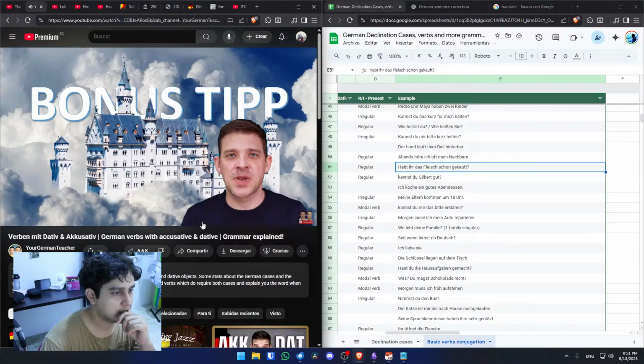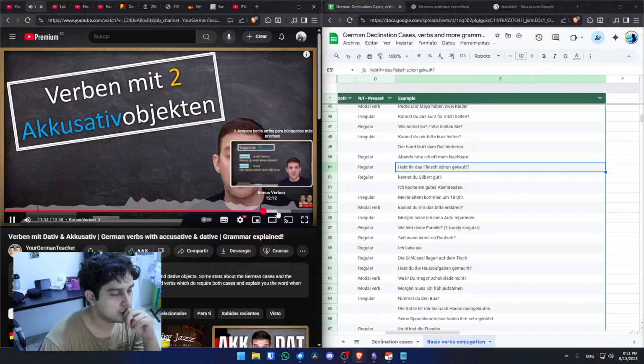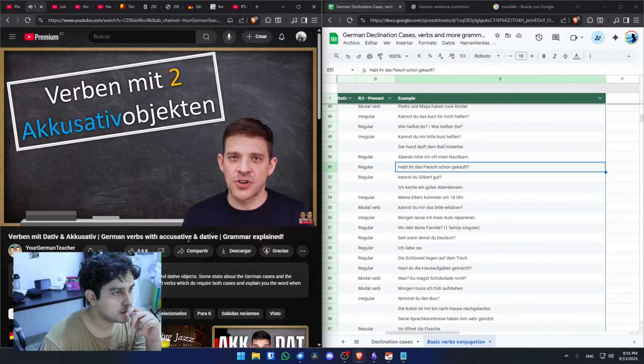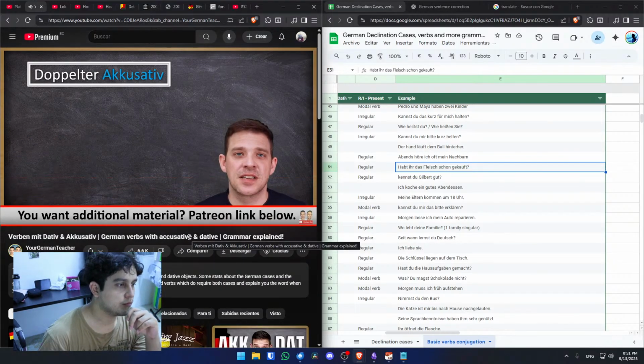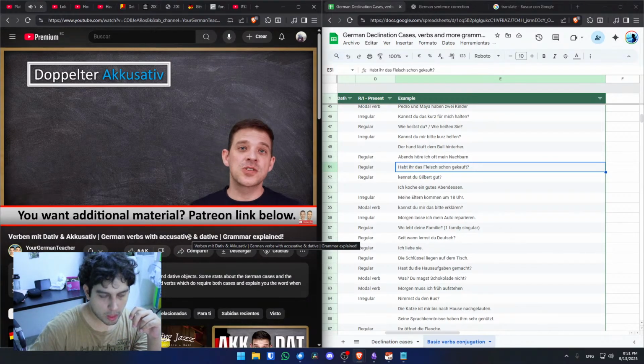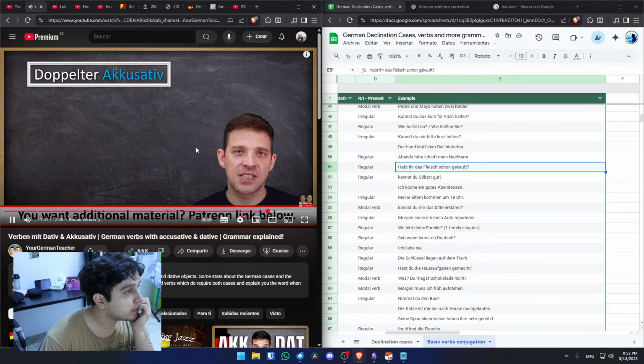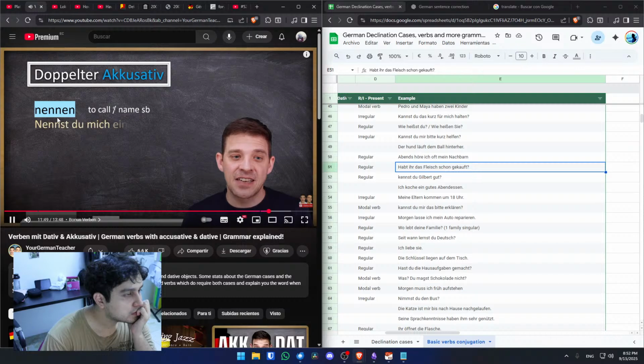Bonus tip about some special verbs. Verben mit zwei Akkusativobjekten. Don't worry, there's not many. The most common ones, they're also not very common, but I would say the most common ones which have doppelte Akkusativ, a double accusative. The first one is nennen. Nennen heißt to call.